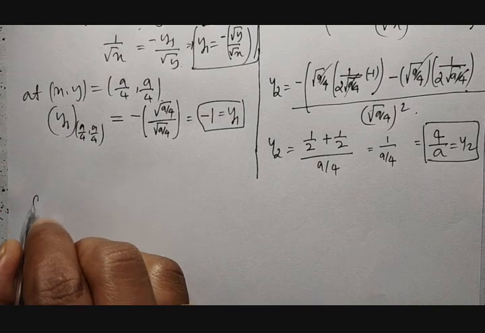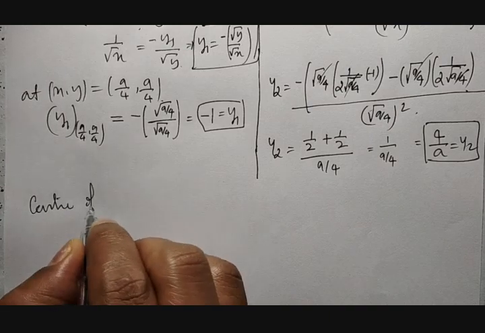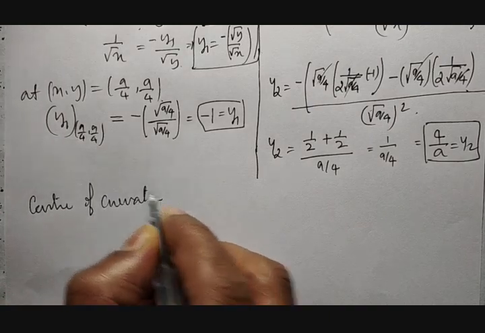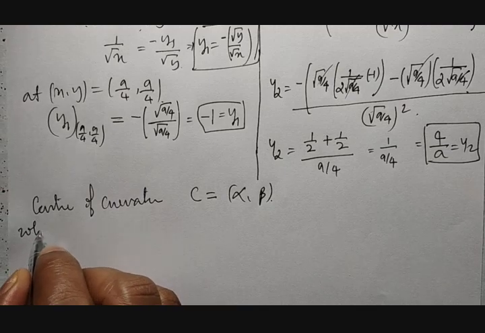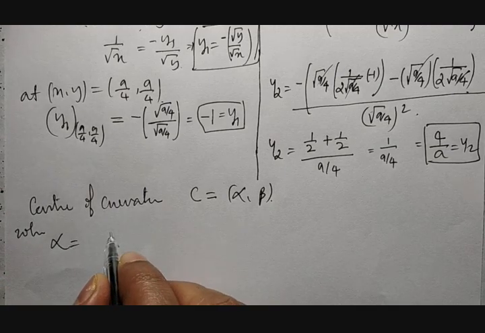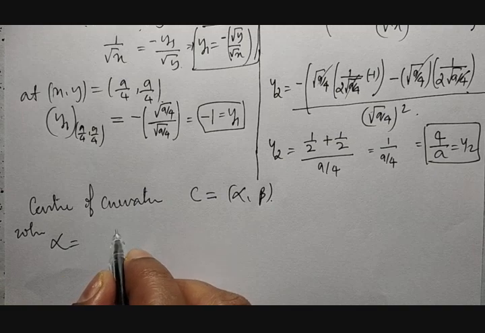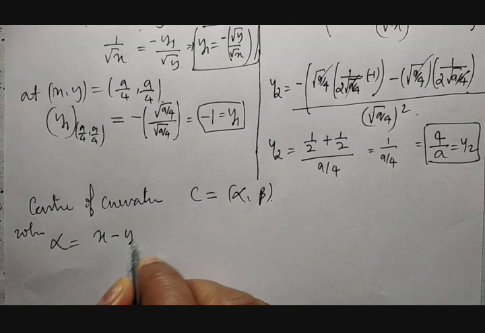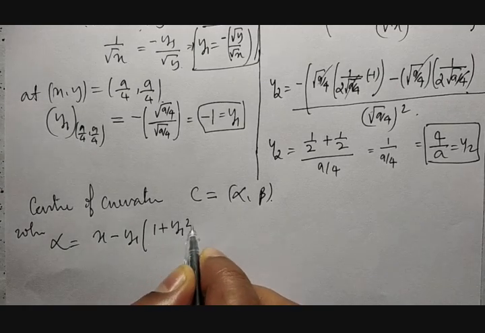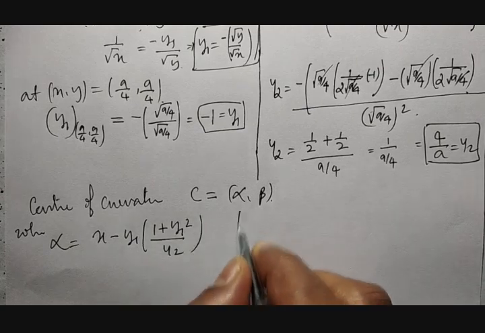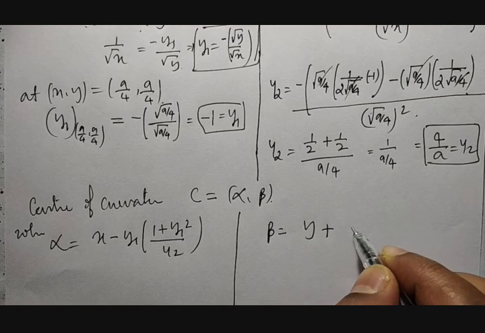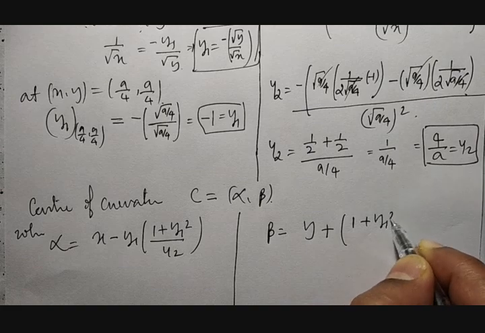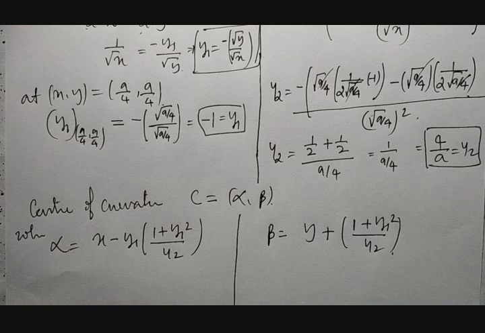Therefore, the center of curvature C, that is (alpha, beta), where alpha is equal to, what is the formula for alpha? That is x minus y1 into (1 plus y1 square) divided by y2. Beta is equal to y plus (1 plus y1 square) divided by y2. These are the formulas.